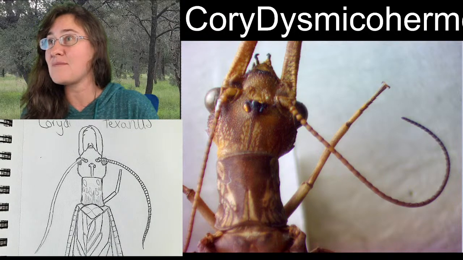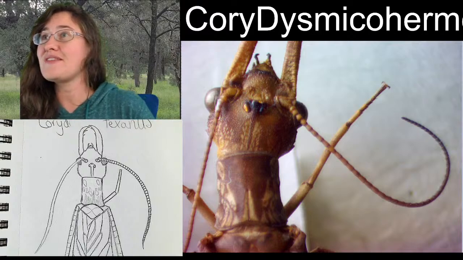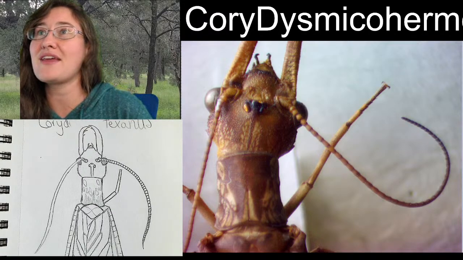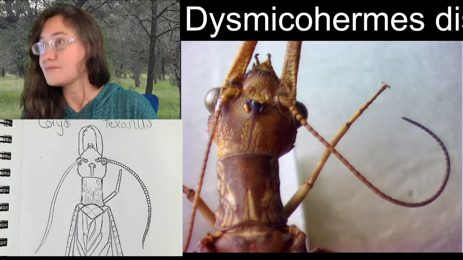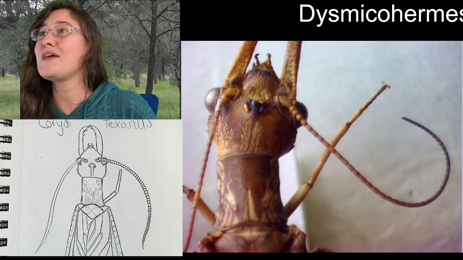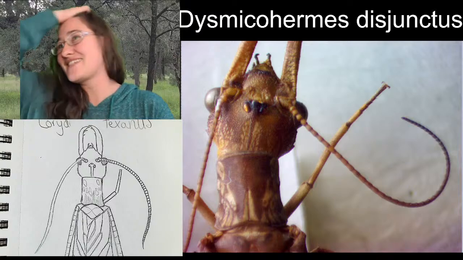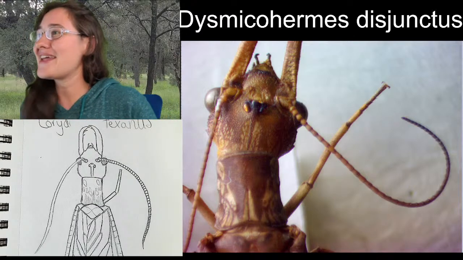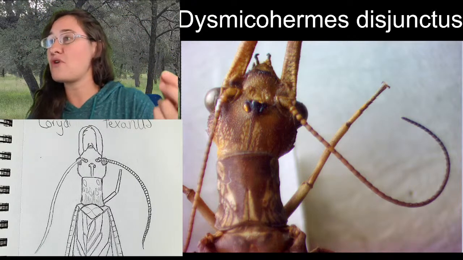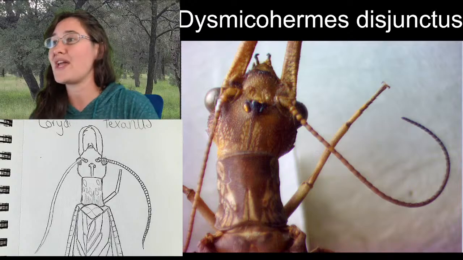Its name is, oops, that didn't work. We're going to have to try that again. Its name is Dysmicohermes disjunctus. And it does have those long filiform antennae. It's got the 4 wings.